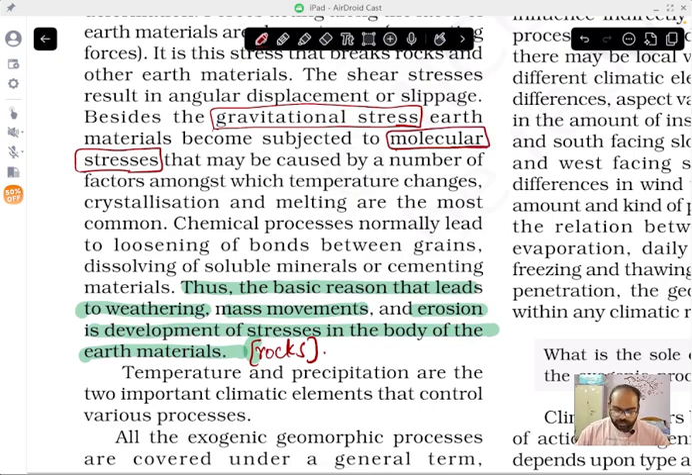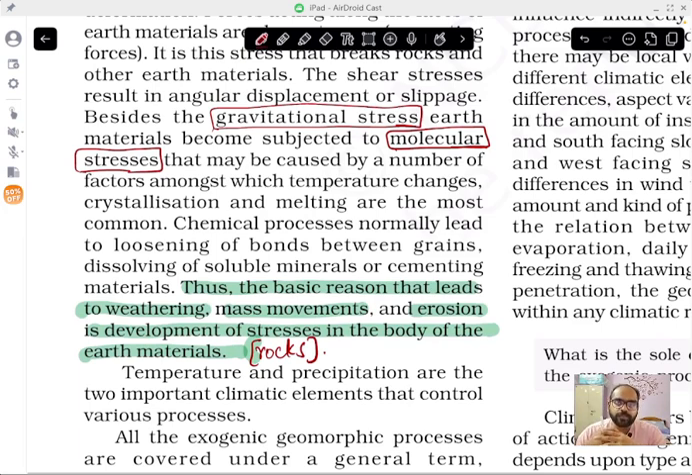The different types of stresses that get applied on those earth materials or rocks are gravitational stress and molecular stress. Gravitational stress, you all know, is that on the rocks of the earth, gravity exerts some force. Due to that exerting of pressure by gravity, stresses are developed on the rocks. That is gravitational stress. And secondly, molecular stress.